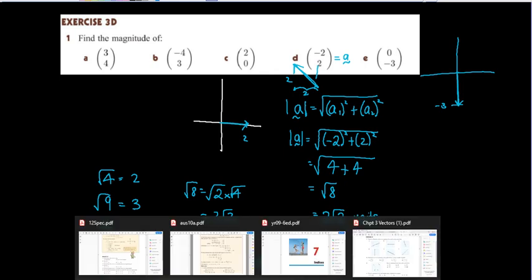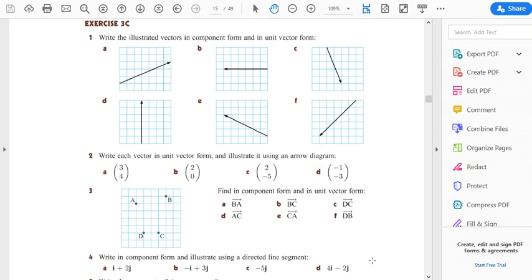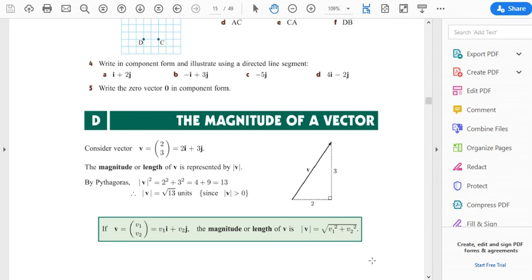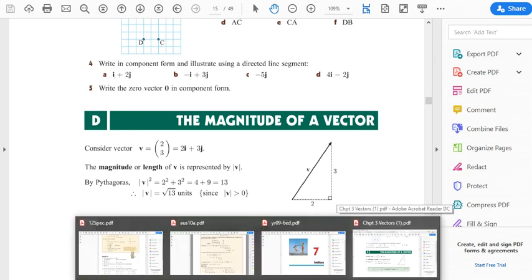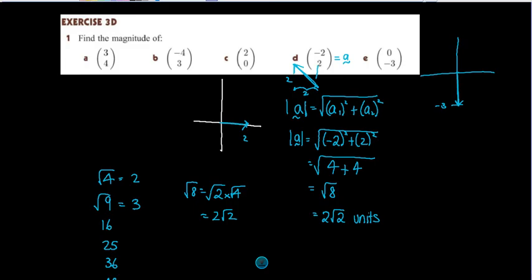Go back to C. Question 4, we just did verbally, write in component form. So be 1, 2, minus 1, 3, and so on. And that's where we now get straight into exercise 3D.